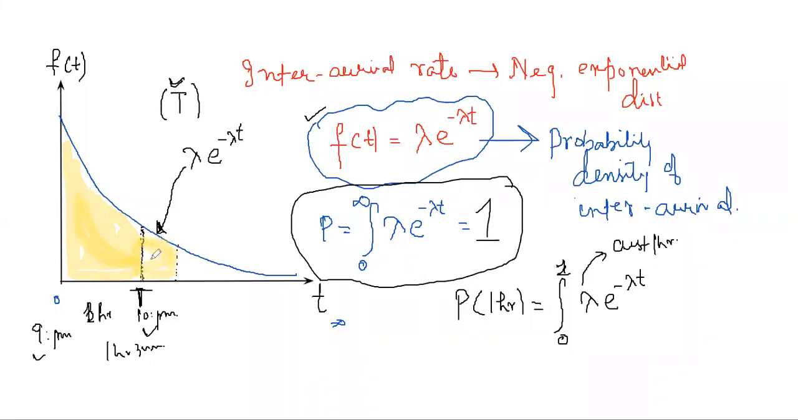इस पूरे ग्राफ का, इस पूरे कर्व का हमें एरिया जो मिलेगा इस पॉइंट तक, that will be the probability of the inter-arrival time being of 1 hour and 30 minutes.